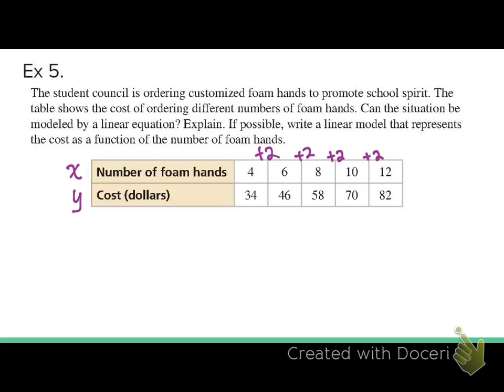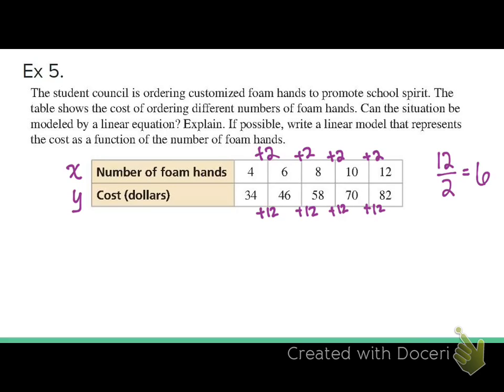What about my cost? What's the first one going up by? The next one? Still 12. Next one. Next one. So is a linear model going to work? Yes, the rate of change is constant. And if I look at my rate of change, my y over my x, what is it going to be? What was my change in y? 12 over 2, which equals, guess what letter that represents?